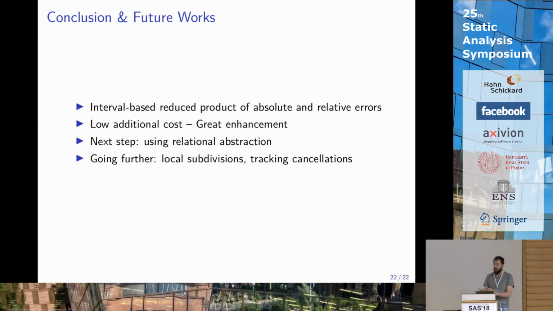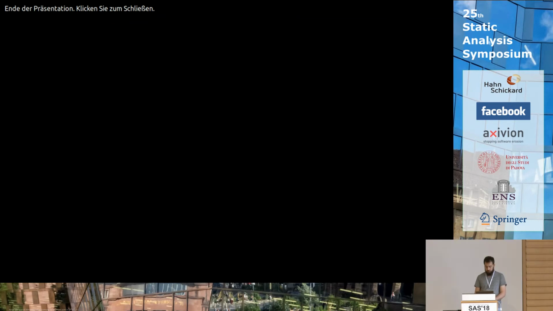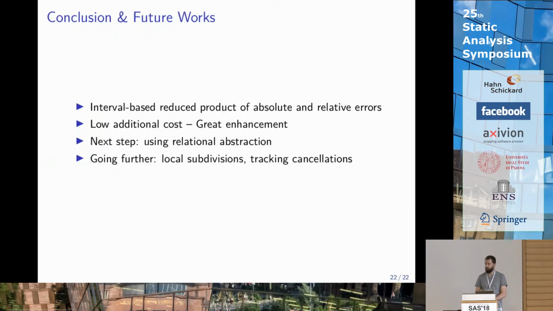Tracking cancellation is when you subtract two floating point numbers which are really close, and the result you obtain can be only noise, which is bad for the rest of the program. And we think we can detect them because when we have cancellation, we have big relative errors.